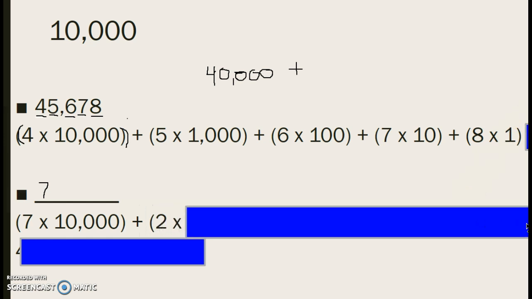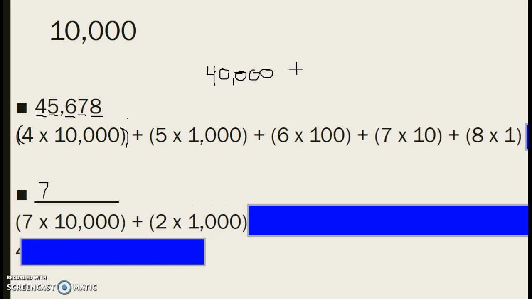Plus 2 times 1,000. You might ask why this is important. First of all, it helps us understand what's actually happening in each place. You have 2 1,000s. You have 7 10,000s. So that is important to know just because it'll help you understand place value as you add things, as you double check your work. If you understand it, it helps you check your work.